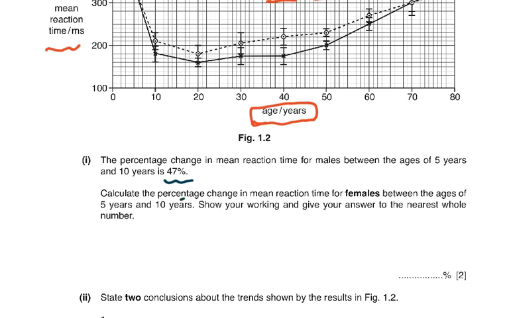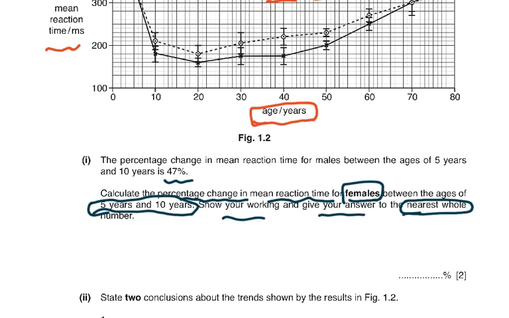Calculate the percentage change in mean reaction time for females between the ages of 5 and 10 years. Show your working and give your answer to the nearest whole number. Now we don't read that many times, and that costs us. And this is 2 marks, and nobody should lose these 2 marks. They're very, very important 2 marks, and everybody must get these 2 marks.